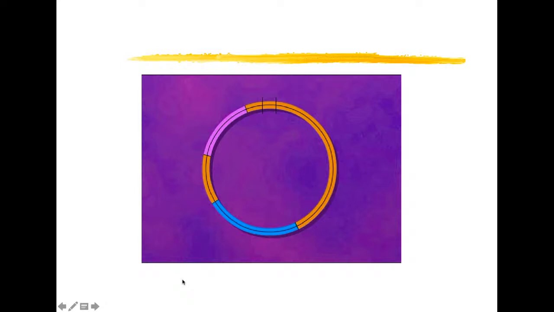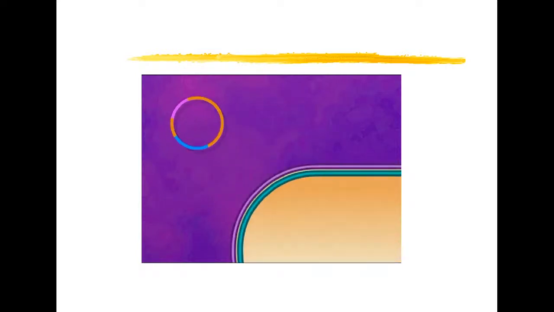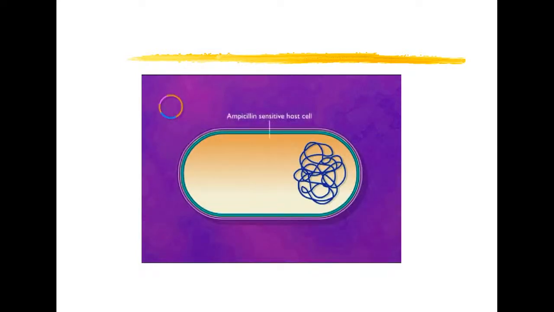Cloning vectors, because they carry an origin of replication and are therefore able to replicate independently within a cell. Most plasmids used as vectors also encode some type of selectable marker, such as the gene for resistance to ampicillin. If the host cells are ampicillin sensitive, the only host cells that can grow on a medium containing ampicillin are those that have taken up the plasmid.